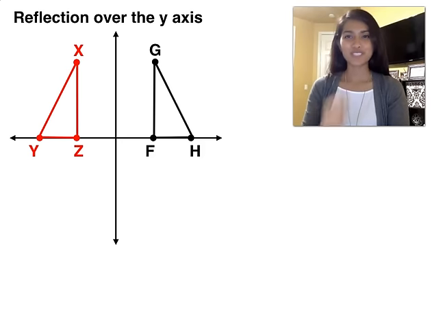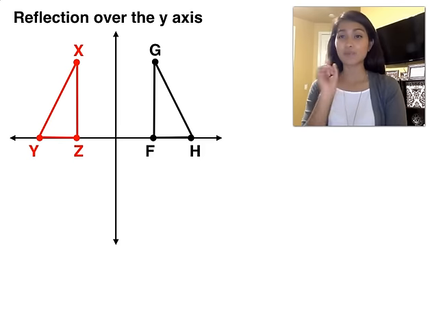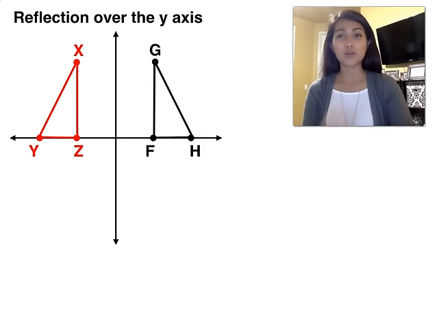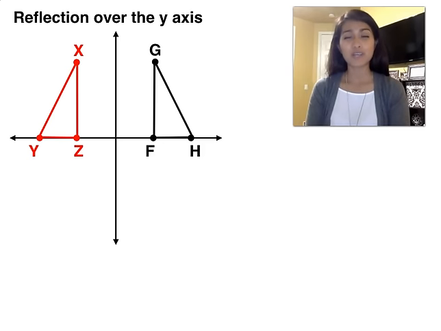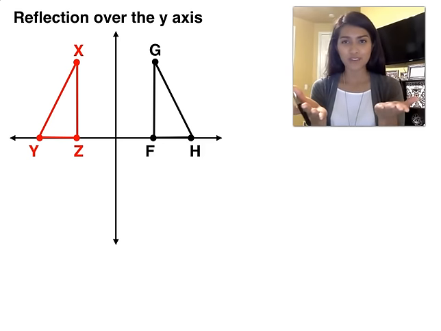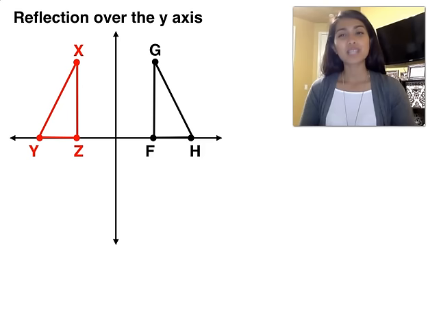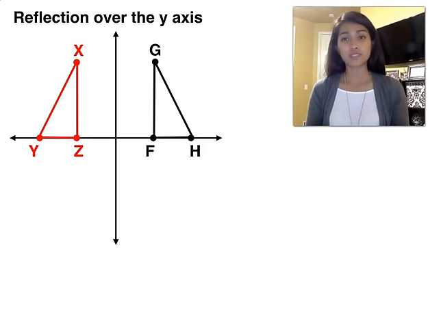So for our very first example here, it says there's been a reflection over the y-axis. So the couple things that we need to remember about reflection. Number one, reflection preserves size. And number two, reflection also preserves shape. So what that means is the two shapes we have here are congruent. And because these shapes are congruent, we know a few things. We know that corresponding sides are going to be congruent and corresponding angles are congruent.